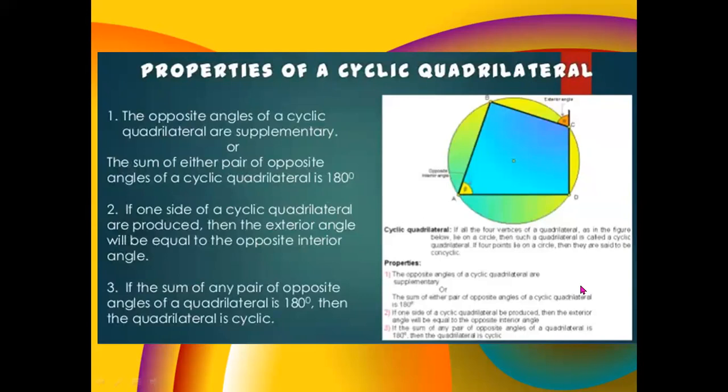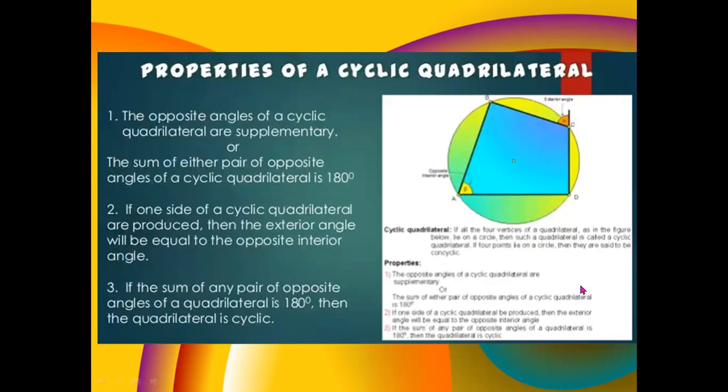The opposite angles of a cyclic quadrilateral are supplementary, or the sum of each pair of opposite angles of a cyclic quadrilateral is 180 degrees. That is the first property of a cyclic quadrilateral.